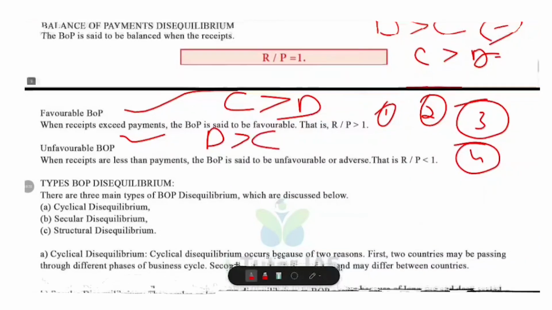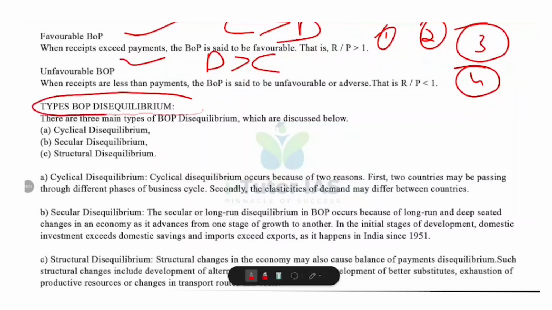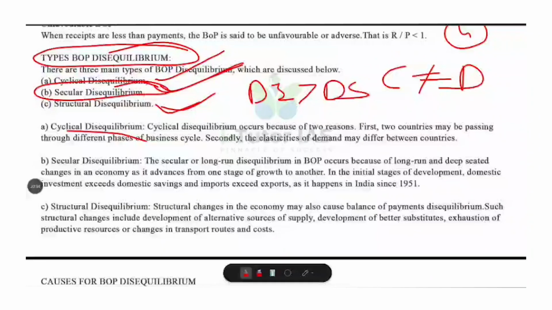Now, types of BOP disequilibrium. A BOP disequilibrium happens when a country's receipts, that is credit, and payments are not balanced. If credit and debit are not balanced, then there is a BOP disequilibrium. And there are 3 main types of BOP disequilibrium. What are they? Cyclical, secular and structural disequilibrium.